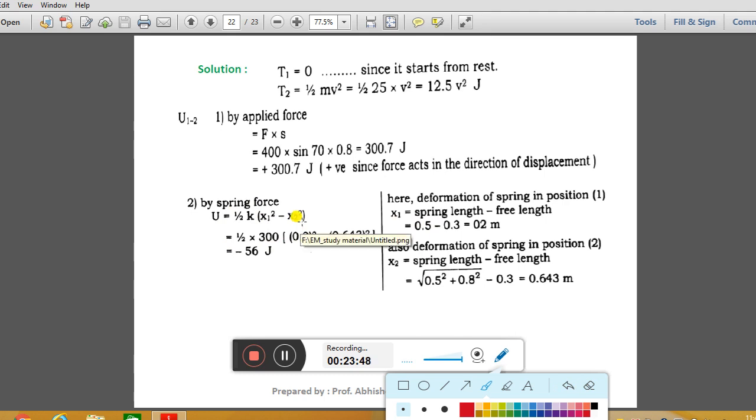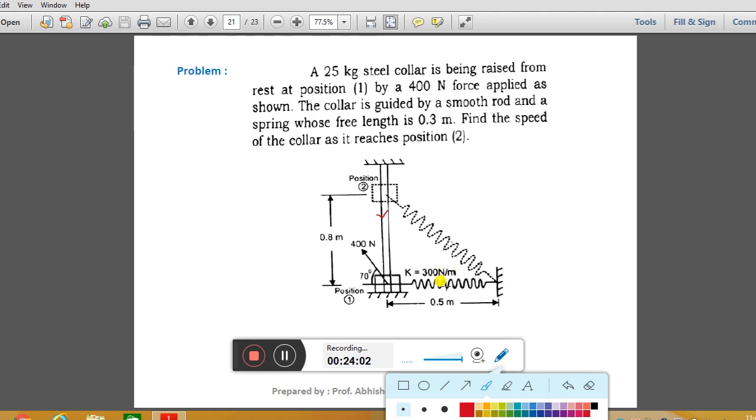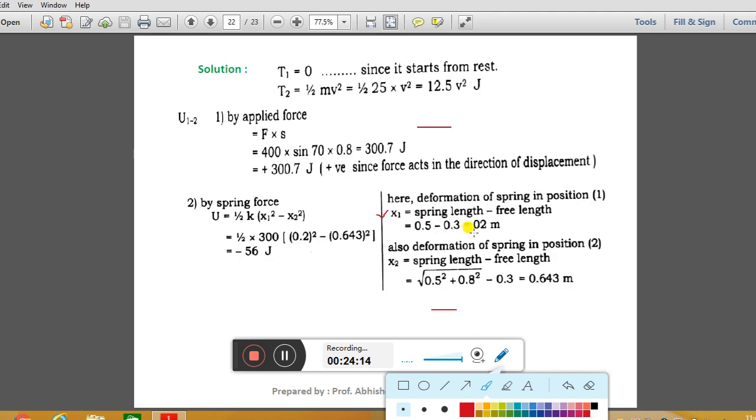Let us calculate the initial deformation, that is the deformation at position 1. It can be calculated by taking the difference between spring length and the free length. The spring length at position 1 is 0.5 meter and the free length is given as 0.3 meter. So 0.5 meter minus 0.3 meter is equal to 0.2 meter.